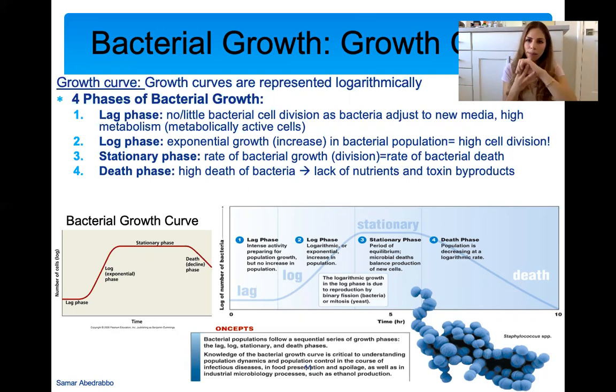And I want you to know what happens in each phase. So in the beginning, in lag phase, we see high metabolism, little to no cell division. In log phase, we see high cell division. In stationary phase, the cell division rate is the same as the death rate. And then in the death phase, bacteria are dying because of lack of nutrients and toxin production.